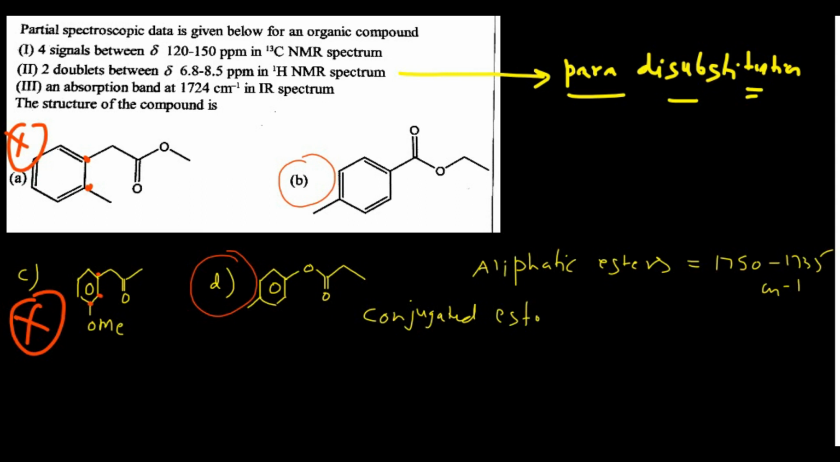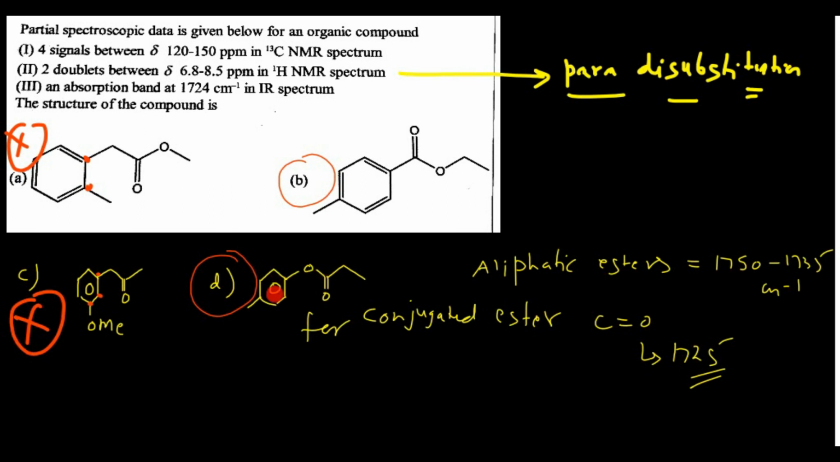I already told you, whenever conjugation is there, conjugation lowers the carbonyl stretching frequency. For conjugated esters, the carbonyl stretching frequency is roughly 1725. And that 1725, which is 1724 here, is given in the question. You see here, this carbonyl is conjugated with this double bond.